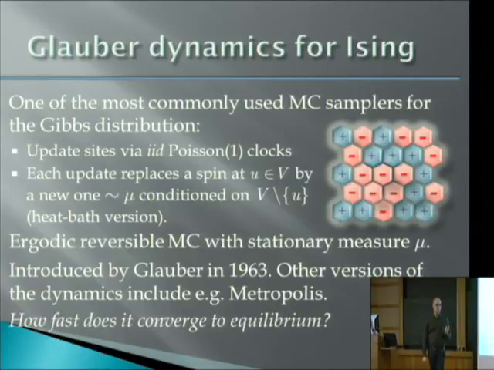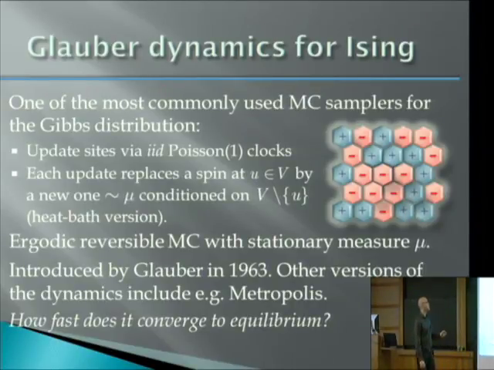Yeah, so I just want to say, not that it matters much, but instead of Poisson, you can just talk about picking a random site. Yes, that's the discrete version of the dynamics. It's equivalent up to rescaling, because this Poisson one actually rescales everything by n, because everything's n times faster. But it's equivalent. This is the discrete time.